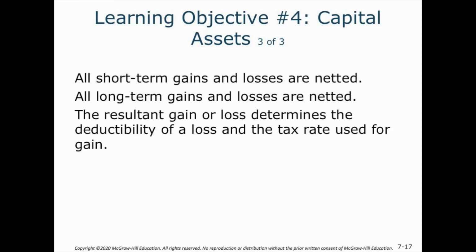Prior to applying these preferential rates, we're going to need to calculate the amount that's going to be subject to those rates. We're going to do this using the Schedule D. So we will first net all gains and losses that are short-term gains or short-term losses to figure out what the net amount is going to be for that. And then we're going to net all long-term gains and losses on the Schedule D to figure out what the net amount of long-term gain or loss is going to be. And then that resultant gain or loss is going to determine the deductibility of a loss and the tax rate that's going to be used, whether or not it's going to be a preferential rate or not.